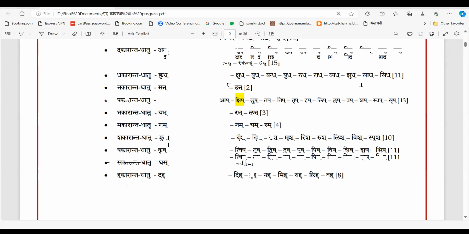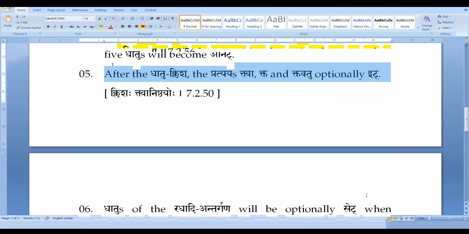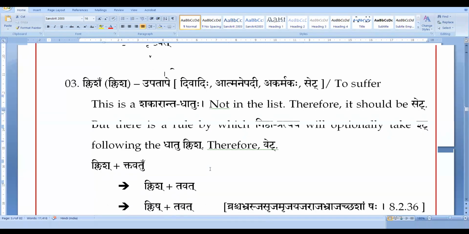Why? Because for the Klish dhatu, separately one rule is there. After the dhatu Klish, the pratyayas tva, ta and tavatu will take itagama optionally. There is a separate rule for Nishtha. So here itself it says, when Nishtha pratyaya follows, itagama is optional. Because ta pratyaya follows optionally, and tavatu pratyaya follows optionally, therefore you will have two forms.